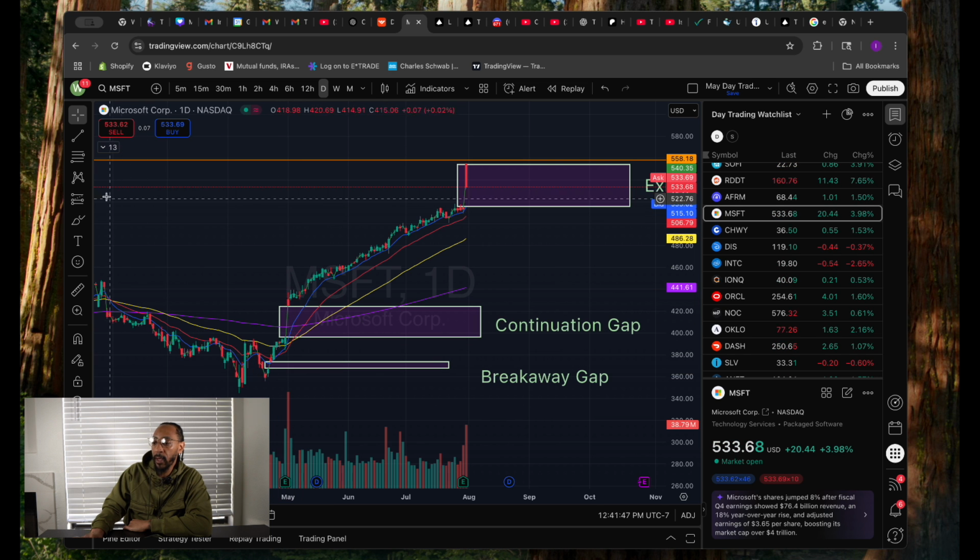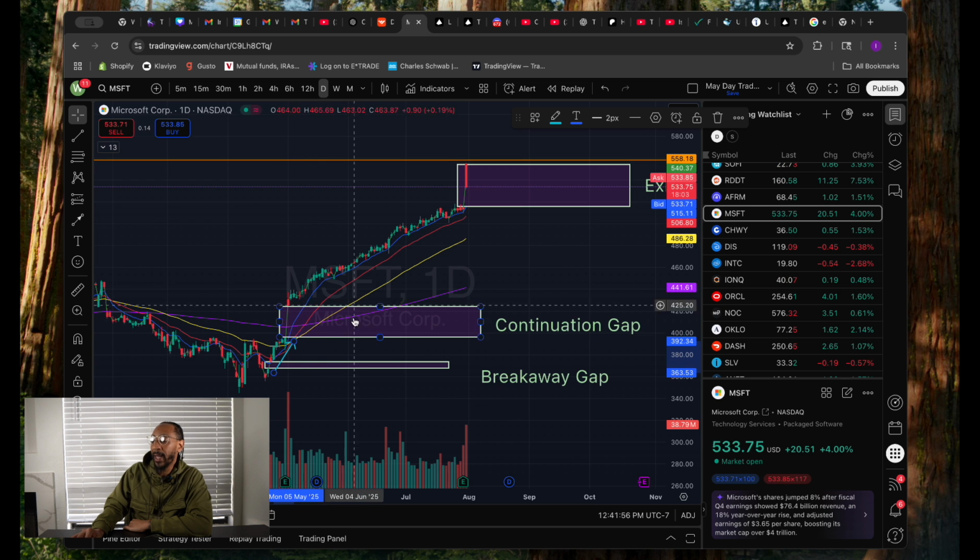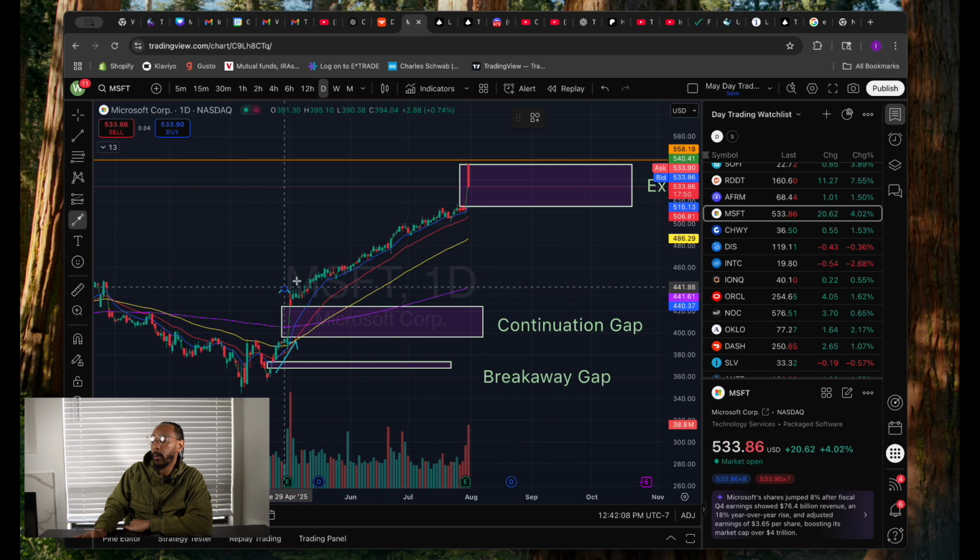So it took it from here to here, all right? And then what happened is we had a continuation gap. This was earnings. This was their last quarter earnings, all right? So it gapped up. This is a continuation gap, and then it created a further uptrend, boom, right?